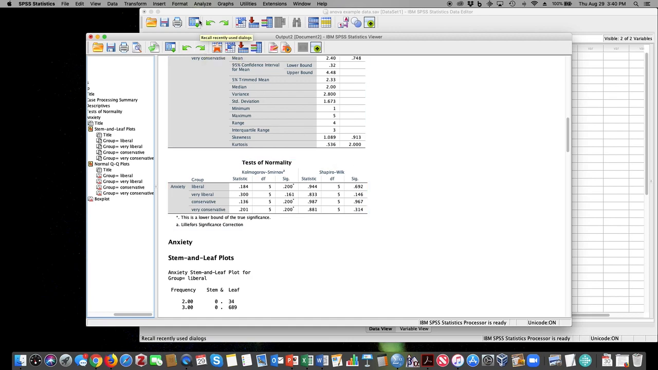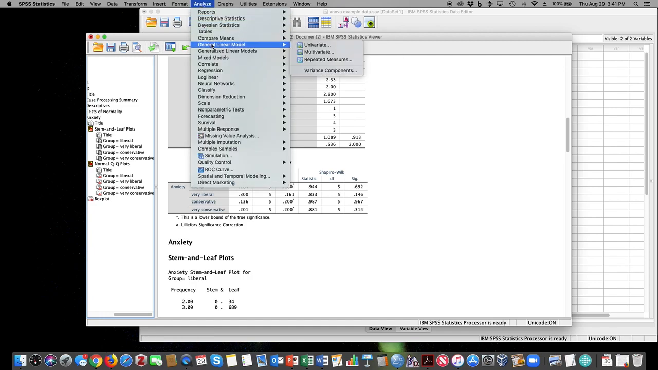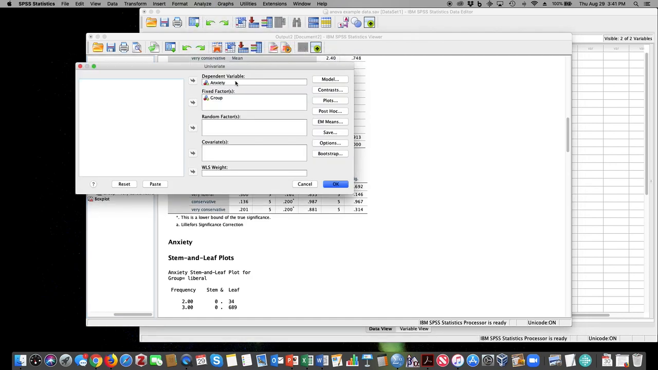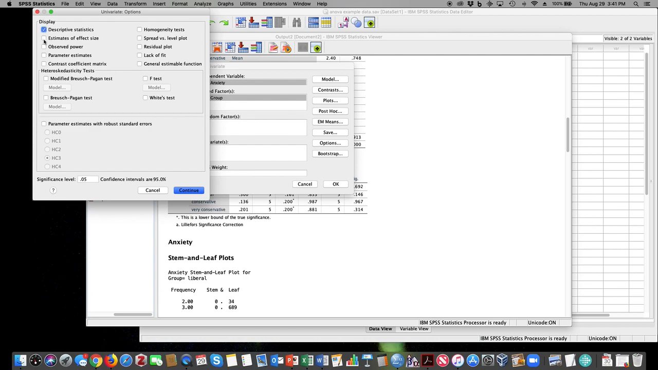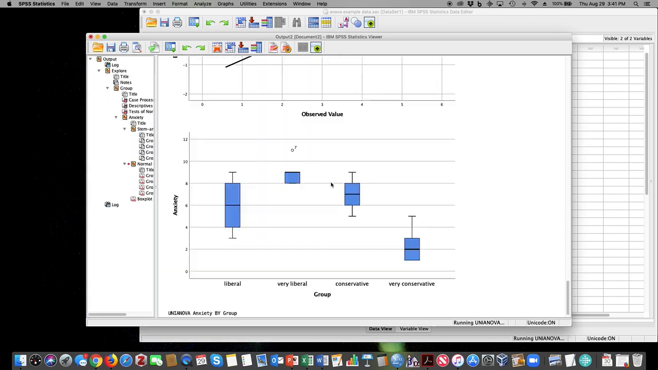Now let's look at homogeneity of variance in our ANOVA results. We go to Analyze, General Linear Model, Univariate. I take anxiety and put it in my dependent variable, and I take my grouping variable and put it here under fixed factors. This is my independent variable. Then I click on options, and I like to look at descriptive statistics, estimates of effect size, and the homogeneity test. I always click on those. I hit continue, and then I hit OK.